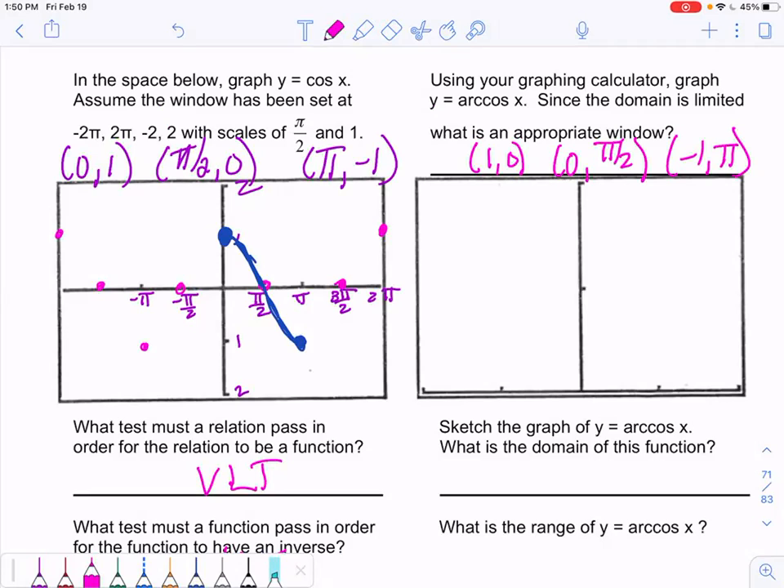Remember, the y-axis now would be the location of your angles because the y values are angles. So I have the angle at pi over 2. We have the angle at pi. My x-axis is my integers. And then I'm going to plot the 3 points.